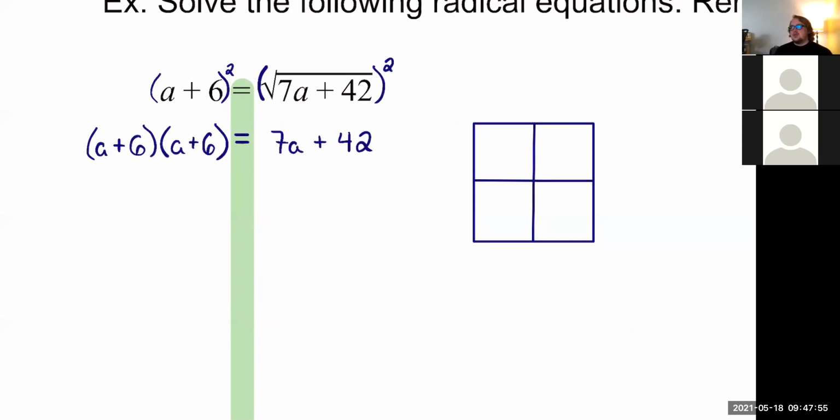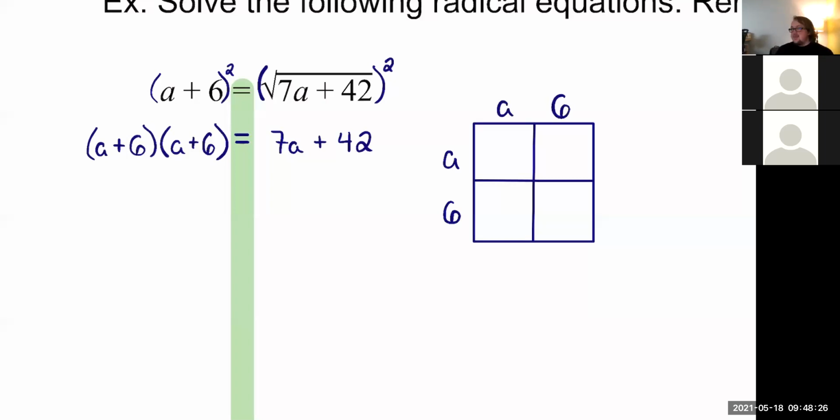The reason why I don't do FOIL anymore myself is because that acronym does not allow you to grow to fit larger problems. It only works for binomial times binomial. Well, how do we write it out, like the a's and 6's? In the box, I would label my rows with one binomial, a plus 6, and my columns with the other binomial, a plus 6.